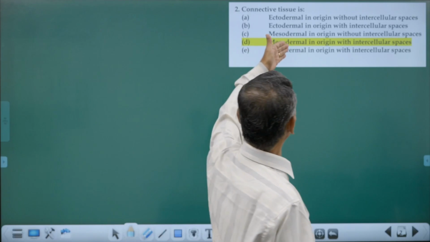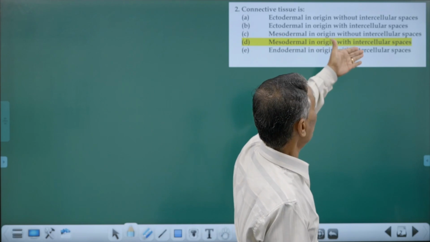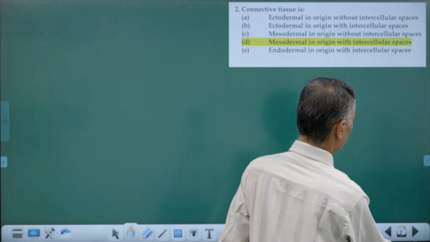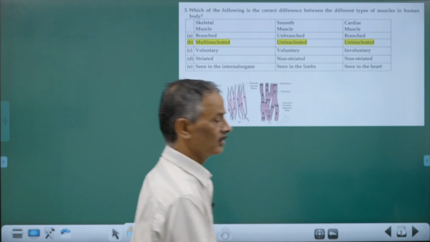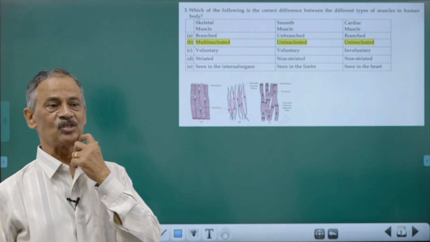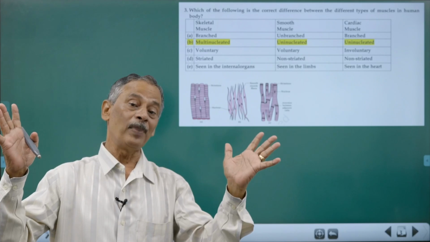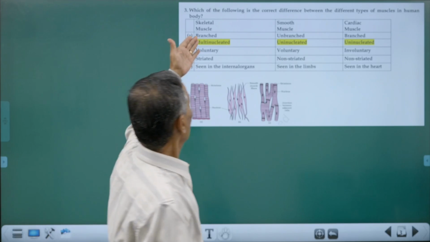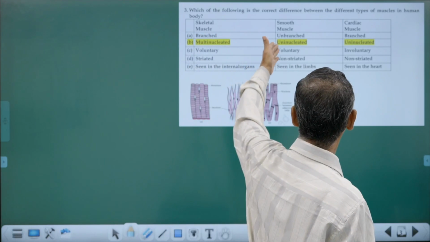So, they are all mesodermal in origin with abundant intercellular spaces. That is the character feature. We will be seeing it in another diagram. Connective tissues have abundant matrix. That is the character feature. Which of the following is the correct difference?